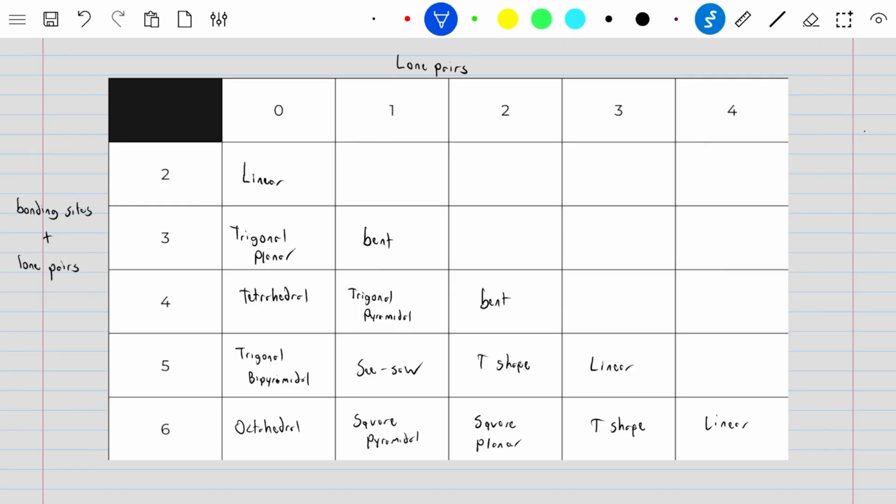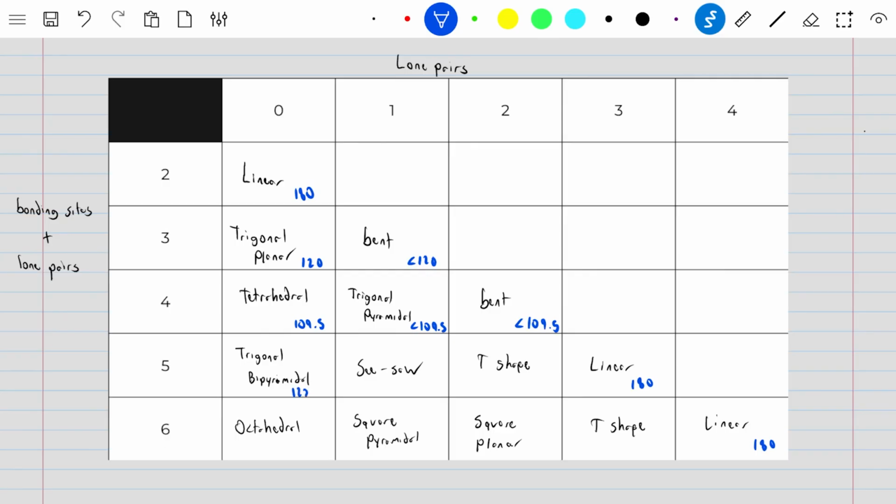The first thing you need to know is that linears are always going to be 180. This is always true, no matter what linear it is. Now moving on to the 3 row, we have trigonal planar, which is going to be 120, and then bent, which is less than 120. Next, in the 4 row, we have tetrahedral, which is 109.5. Then we have trigonal pyramidal, which is less than 109.5. And then we have bent, which is less than 109.5. Remember, just because it's bent doesn't mean the bond angle is the same. And furthermore, if something is polar, which means the dipole moments don't cancel out, it's going to have a less than sign.